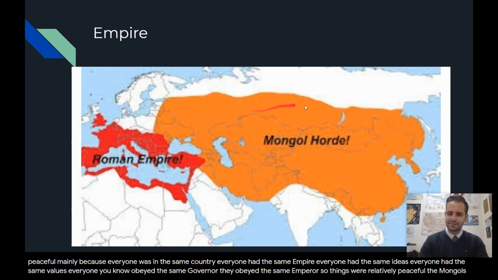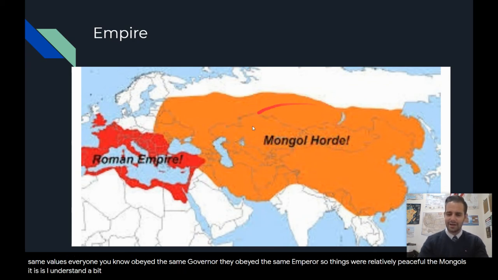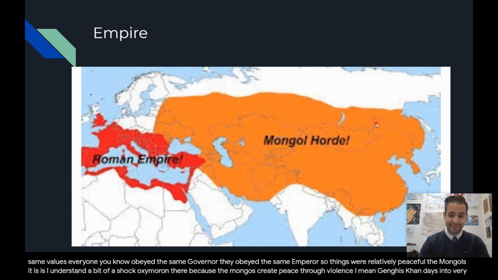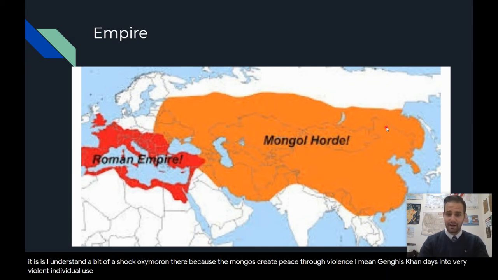The Mongols, I understand, it's a bit of an oxymoron there, because the Mongols create peace through violence. I mean, Genghis Khan is a very violent individual, uses violence to overthrow all of these people and all of these cities in Eurasia, and then establishes peace for 100 years.